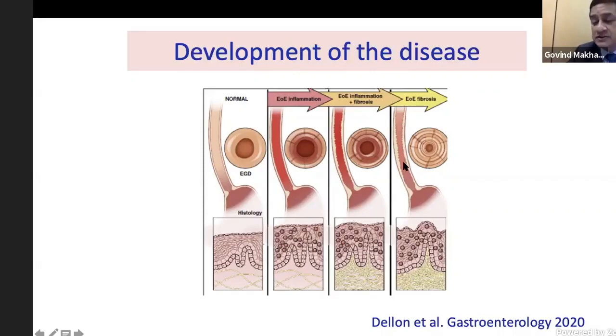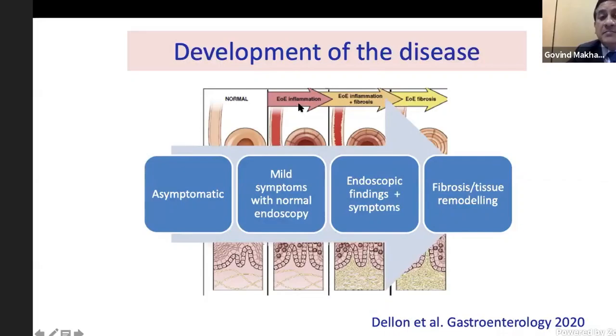And if you convert this into symptoms, in the early part, when it is the stage of only inflammation, the patient may be totally asymptomatic or may have only mild symptoms, and we cannot suspect eosinophilic esophagitis in those patients. And if you do endoscopy, you find a normal endoscopy in them. There may not be any feature. There may be just mild erythema or some edema of the mucosa.